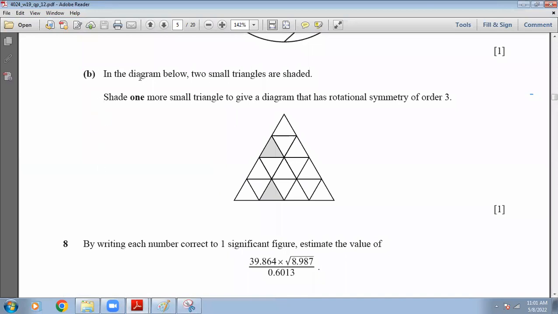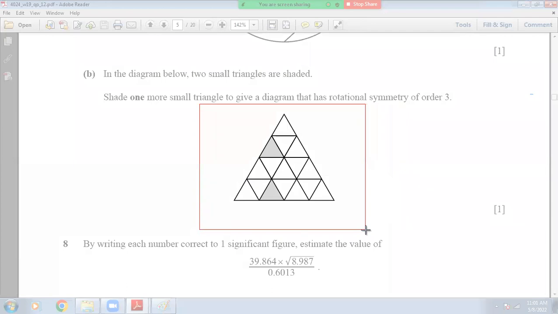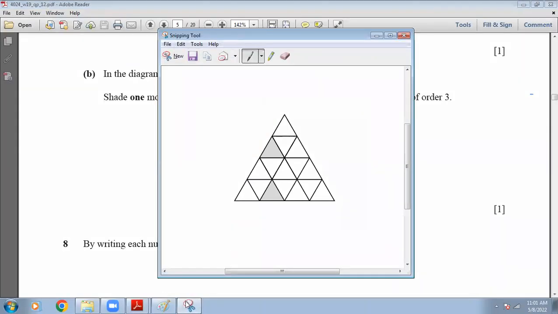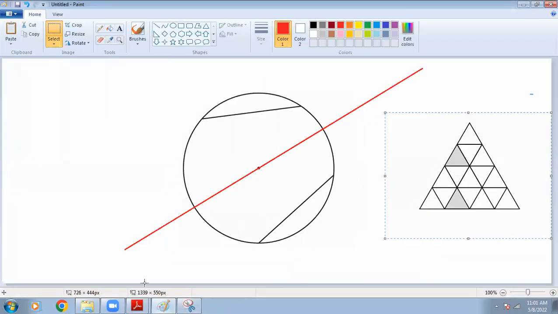Then the question is, in the diagram below, two small triangles are shaded. Shade one more small triangle to give a diagram that has a rotational symmetry of order 3. Let me copy from here, so then I can shade it. You see, it has order of rotational symmetry 3.